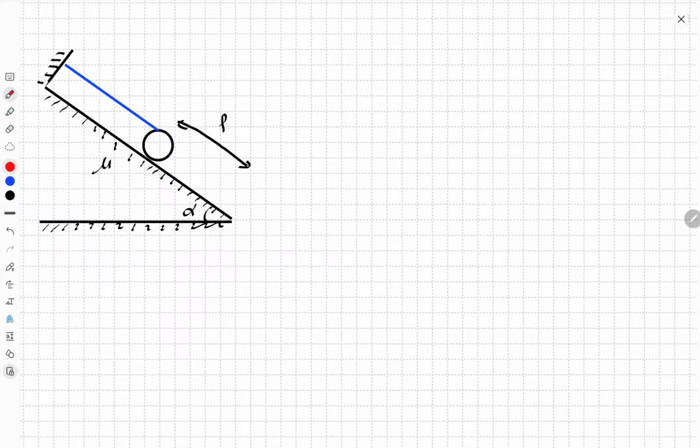Here we have a ring as shown in this figure. Initially at rest, we should find the velocity of this ring after L distance. So as usual, we need to draw a free body diagram.